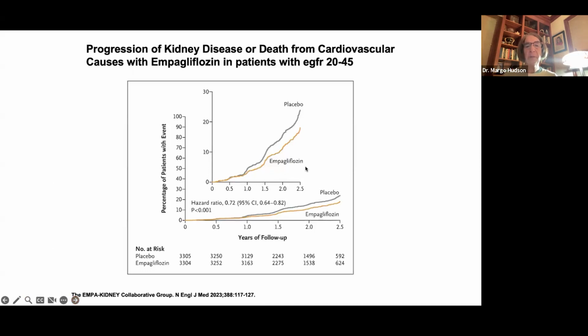So this just shows you a little bit about adding empagliflozin. This is for people who had significant renal involvement, GFR 20 to 45. And you can see that empagliflozin, in terms of going on to have cardiovascular death or renal disease, improved, the empagliflozin had significant benefit for the patients. So now we can use these drugs. When they were first released, the recommendation was not to use for a GFR below 30, but now it's fine to use down to 20.